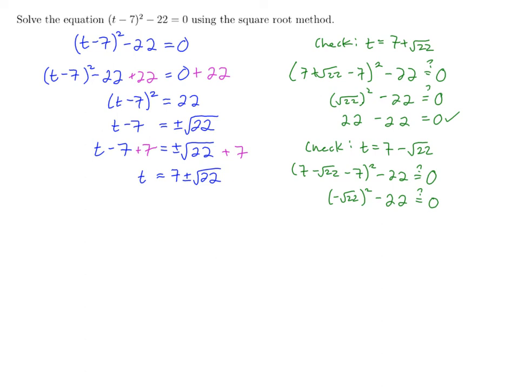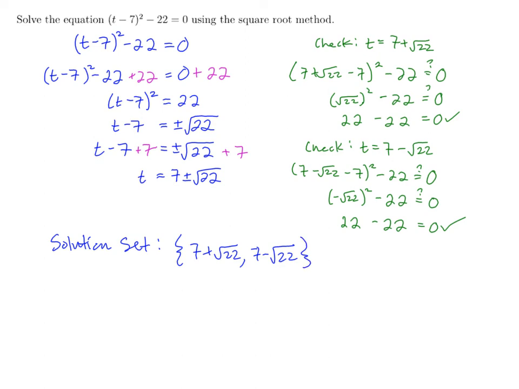When we square the negative square root of 22, we take negative square root of 22 times the negative square root of 22, and we just get 22. So we have 22 minus 22, and that, of course, equals 0. So now we can state our solution set, and it has two solutions, and I'll write those as 7 plus the square root of 22 and 7 minus the square root of 22. And again, stating that as a solution set, I've put those in curly braces, separating them with a comma.